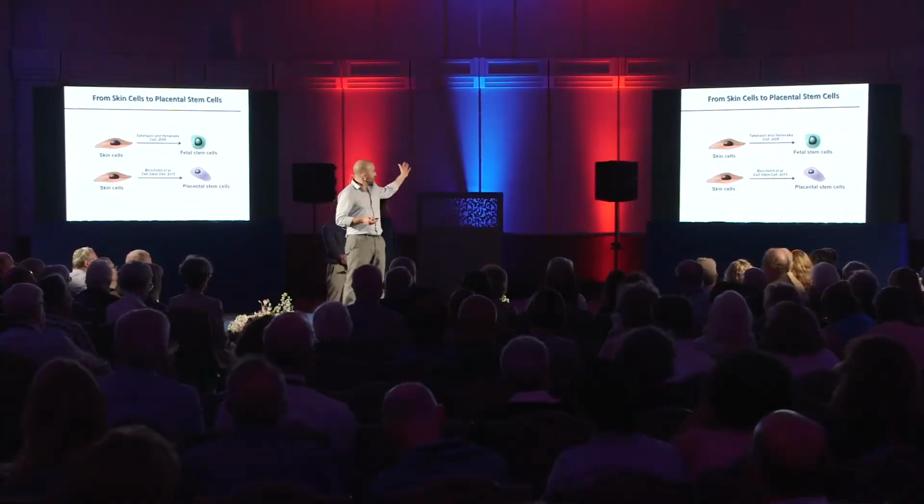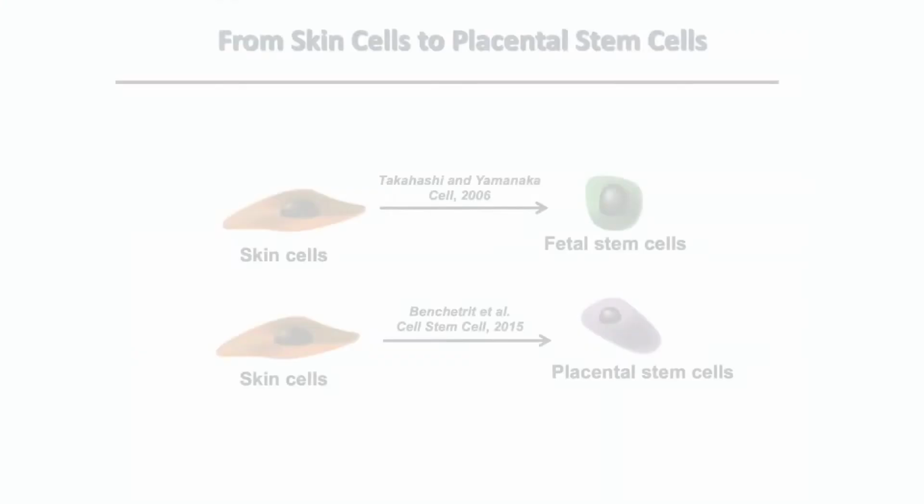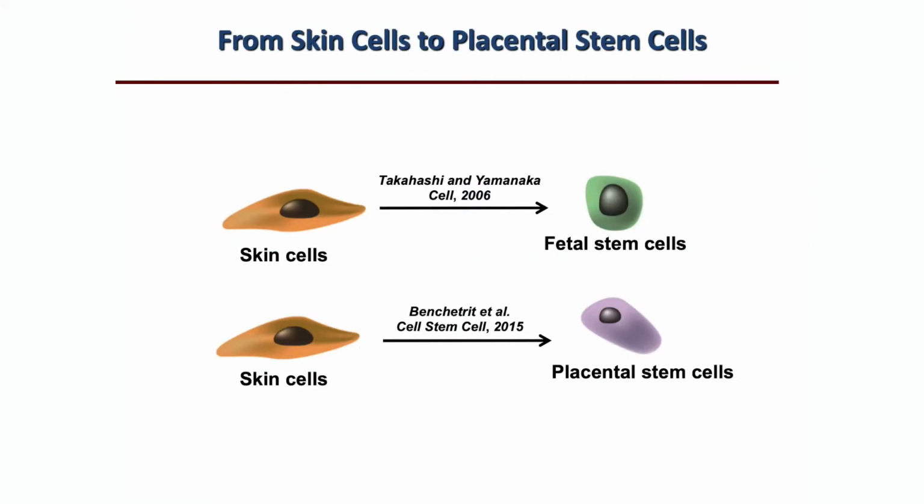So as I told you, in 2006, they taught us how to take skin cells and produce fetal stem cells. When I opened my own lab in 2014, my first goal was to recapitulate this process, but this time to take the skin cells and to try to develop placental stem cells. And indeed, this is what we have done. So we know now how to take skin cells, convert them into fetal stem cell and placental stem cell, but we are still missing the third part. And this is actually the goal of this study that we present today.